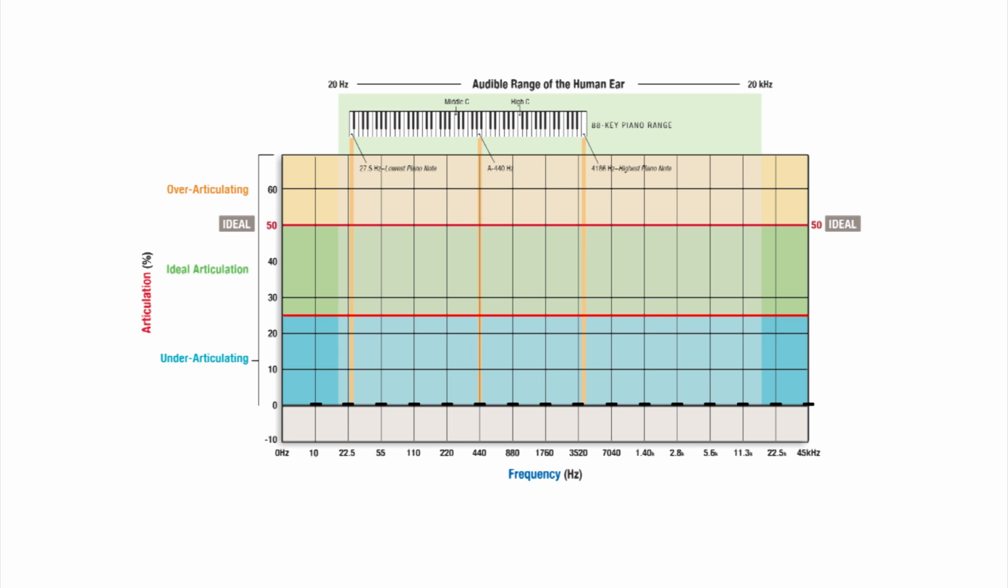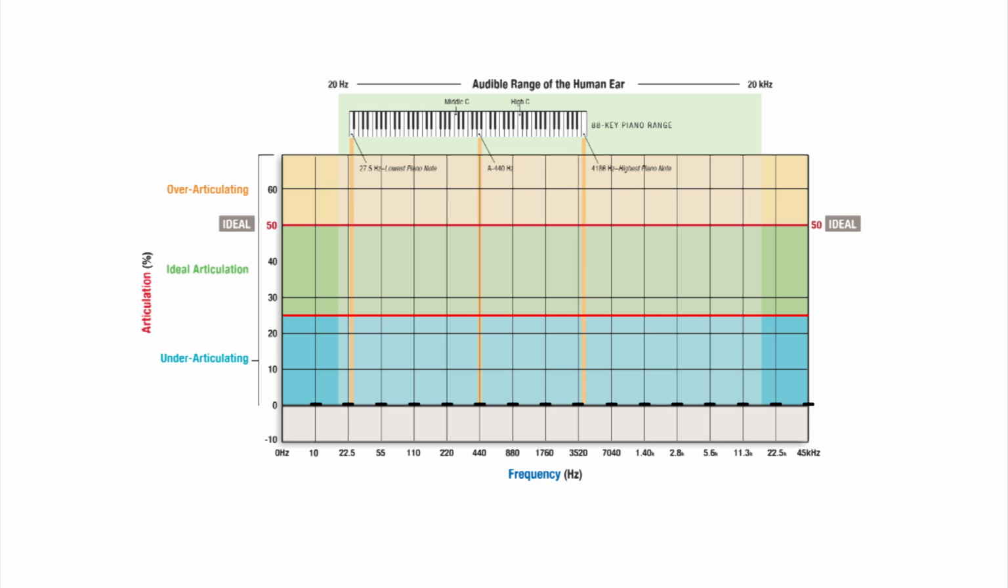The bars represent poles of articulation. Let's take a look at the graph and try to understand it. The vertical axis is scaled in percent of articulation. Ideal articulation is being represented as 50% on this graph. The horizontal axis is scaled in hertz from 0 to 45 kilohertz.